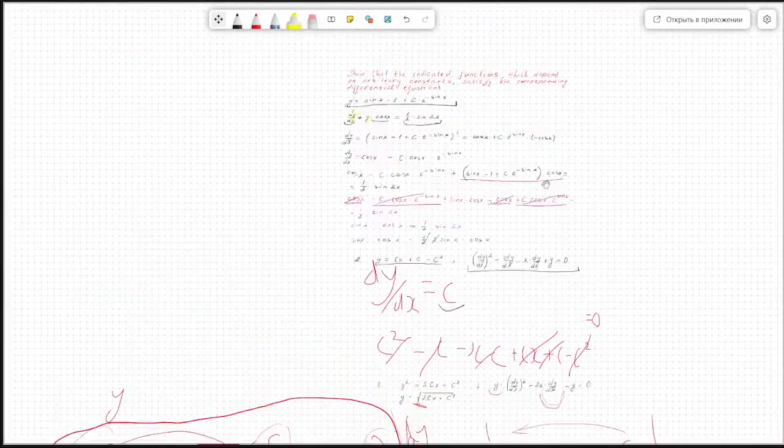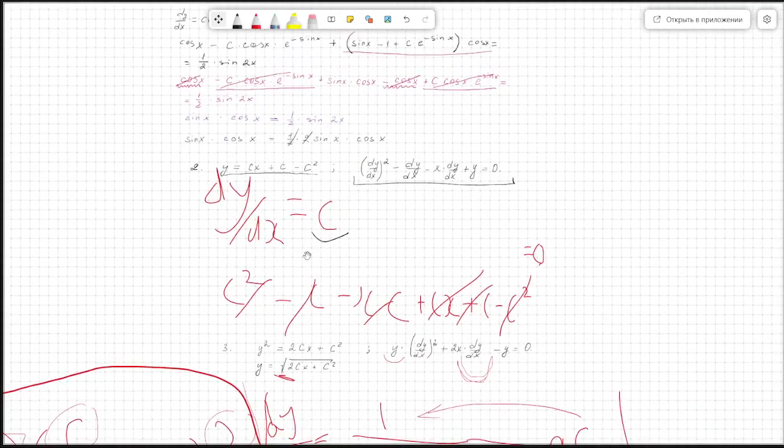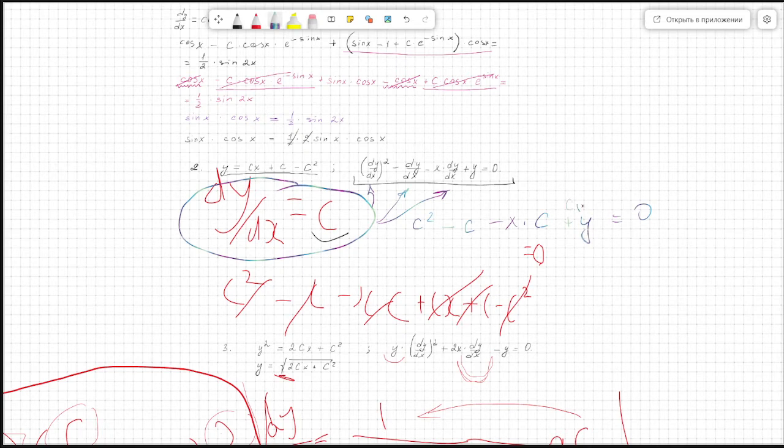And now I find dy over dx, which is c. You understand why? Then we take this dy over dx and substitute into this. And we have c squared minus c minus x times c plus y equals 0. Y equals cx plus c minus c squared. Calculate. Understand? Good.